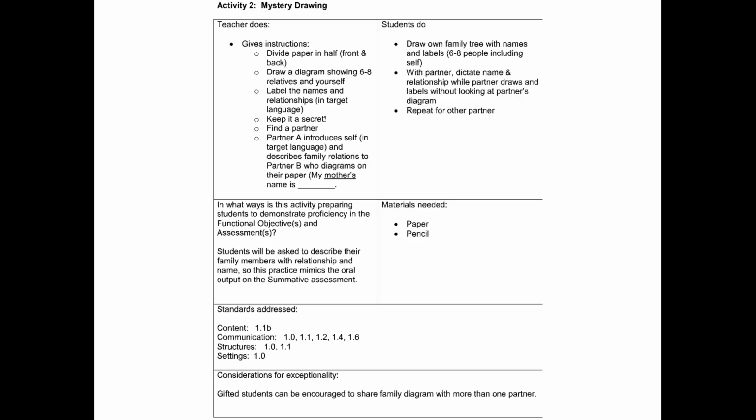And then the students draw their own family tree with names and label it. And with their partner, they dictate the names and relationships, while the partner draws and labels it. So I'm describing my family to my partner and my partner is describing it to me, and there we go. Paper, pencil. Any questions on that one?